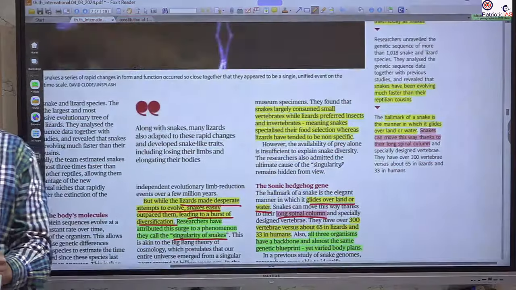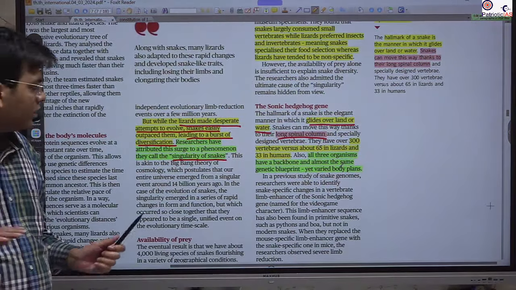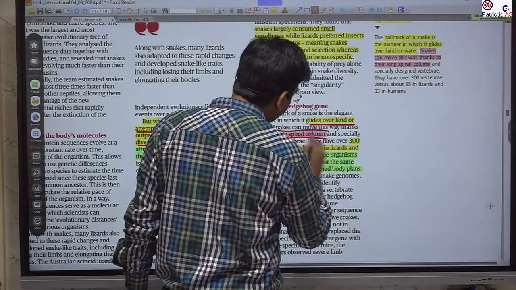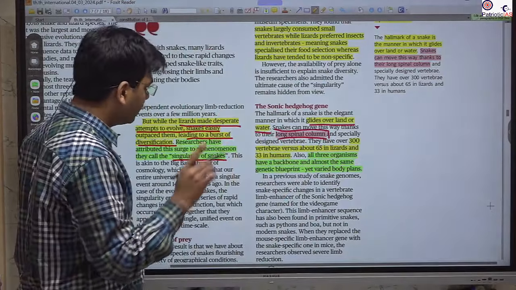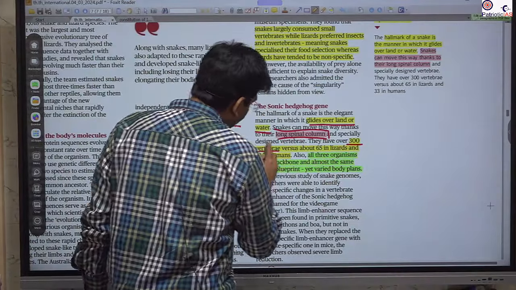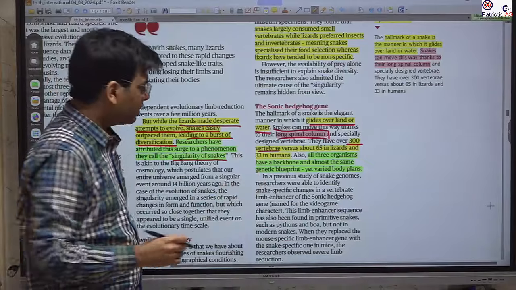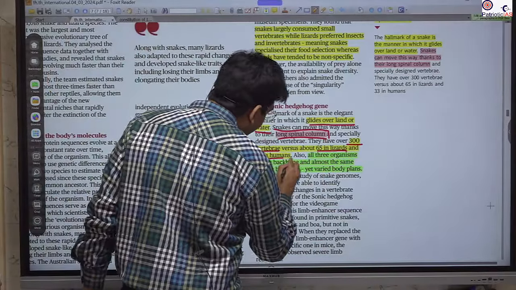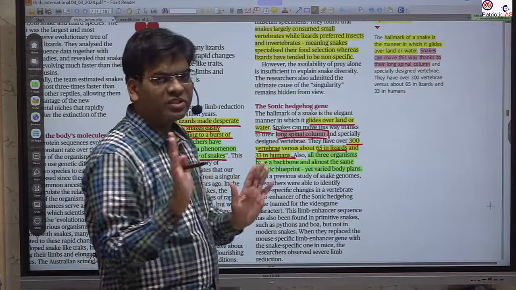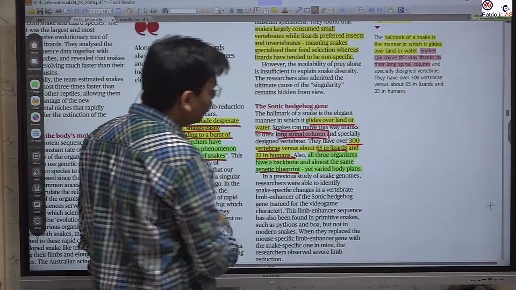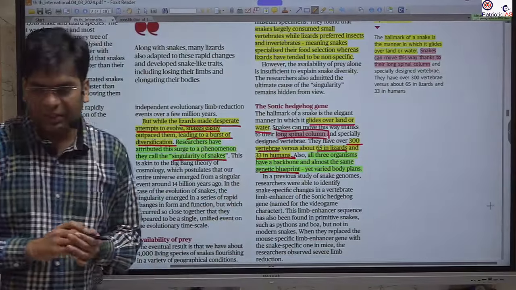So this is all about how they glide, and the main thing is the long spinal column. You should know that the snake has 300 vertebrae as compared to just 65 in the lizard and only 33 in the human. That makes a different body structure despite the same genetic blueprint. So you should be careful about that.